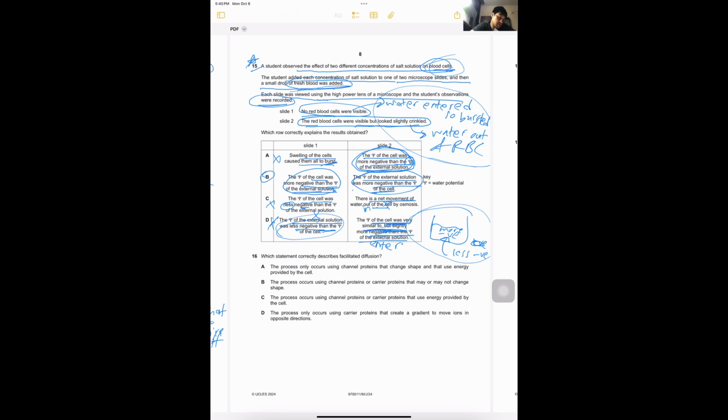Question 16. Which statement correctly describes facilitated diffusion? The process only occurs using channel proteins that change shape. No, it occurs also by carrier proteins. The process occurs using channel proteins or carrier proteins that may or may not change shape. That is correct. The process occurs using channel proteins or carrier proteins that use energy provided by, not both, right? Not both. The process only occurs using carrier proteins. Wrong. It uses both.